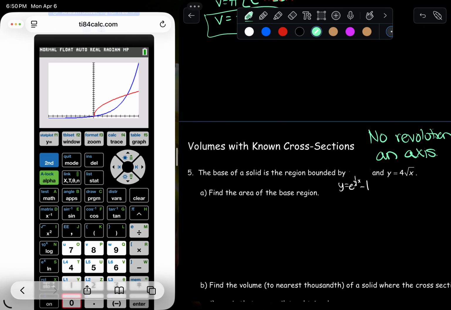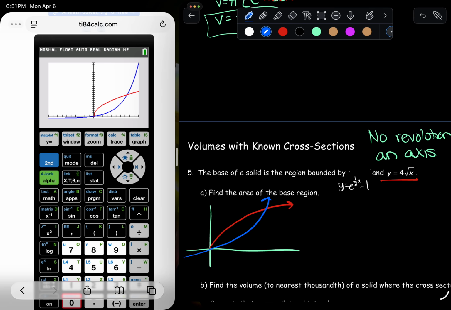And then what we want to try and do is set up an integration to get the area of the bounded region. So I'm going to do a quick sketch. The upper bound will be the red, which is the square root function. The lower bound is going to be the exponential, which is the blue, okay? And we are looking at the region bounded by these two curves, which will be the base for our three-dimensional solid.